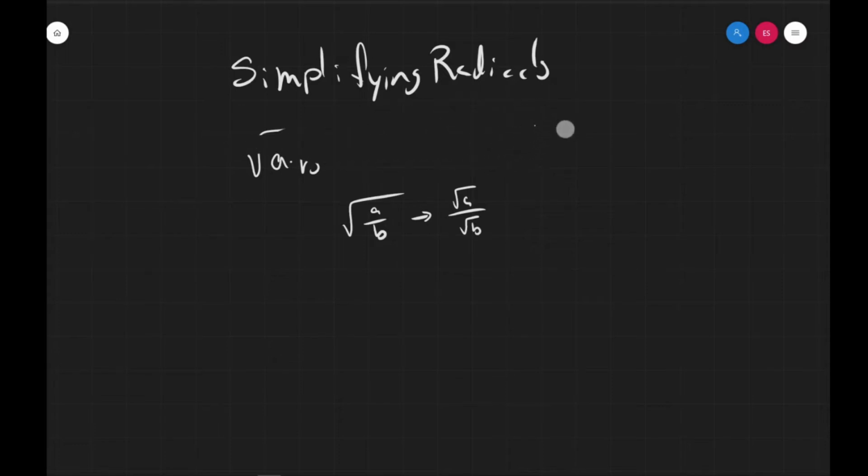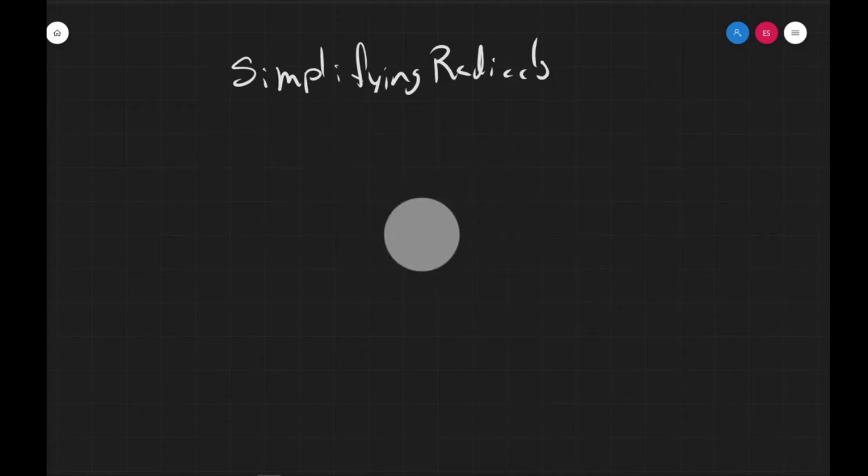So let's do a couple examples, and we should be good. Say we have the square root of 32. Well, we want to find two numbers that multiply to be 32, but one of them we want to be a perfect square.